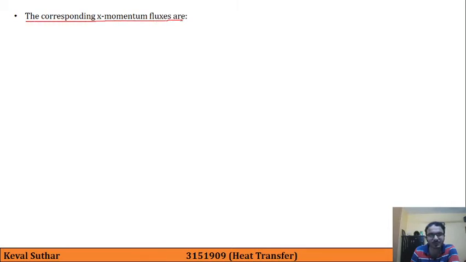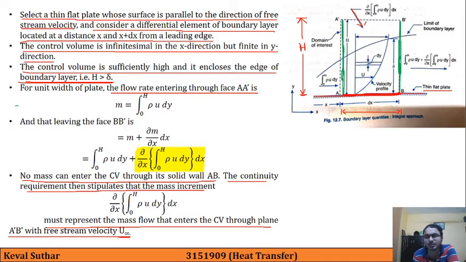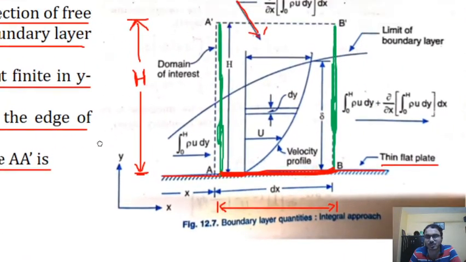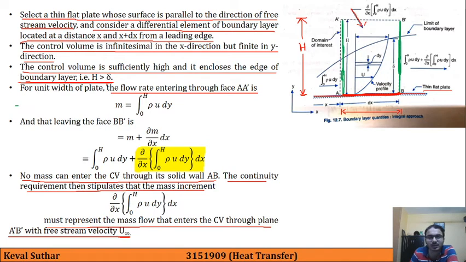Here the corresponding x momentum fluxes are given by the influx through the left face A prime. So what I would suggest is that you pause this video right now and draw this figure in your notebook. That will be helpful for our remaining derivation of this theory. So you can pause this video right now and draw this. I hope that you have already drawn this, and we will begin with our further derivation.